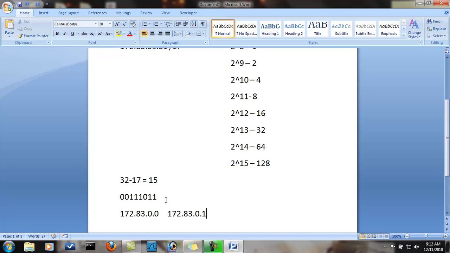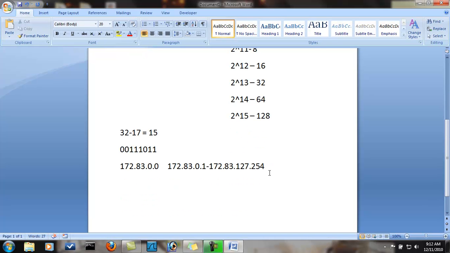Our usable hosts are going to be 172.83.0.1 to 172.83.127.254. I got 127 because usually I do the first network address, and then I do the second one, and then I do the usable hosts. That makes it easier for me.